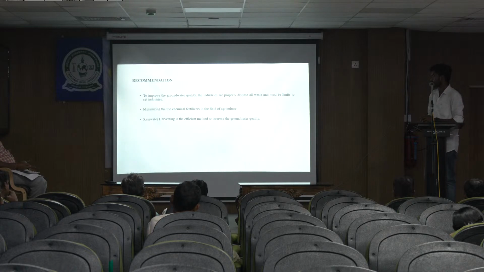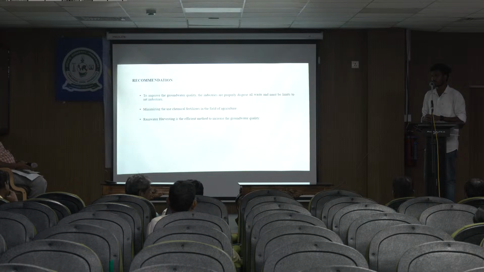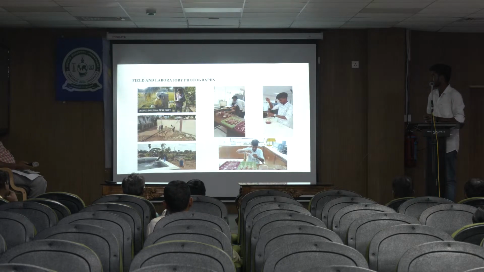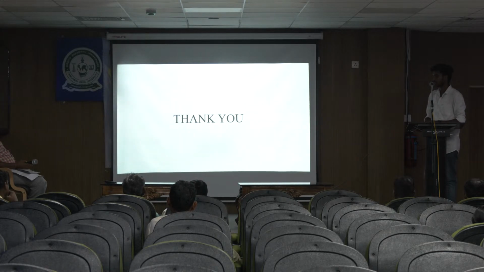And the recommendation to improve the groundwater quality: the industries must properly dispose of the waste, and the setting up of industries must be limited. Minimize the use of chemical fertilizers in agriculture, and rainwater harvesting is an efficient method to improve the groundwater quality. These are my field and laboratory photographs. These are my references. Thank you.